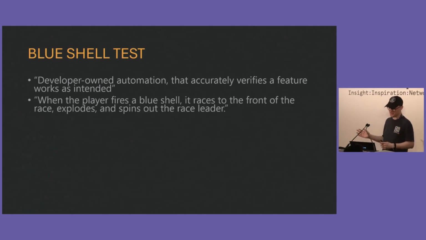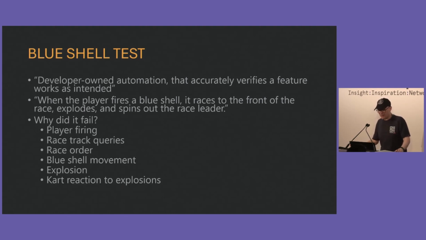We all know what game this is. When the player fires a blue shell, it races to the front of the race, explodes, and spins out the race leader. That seems like a good test. We don't want to make a build where the blue shell isn't working. So let's put this test in, right? Let me ask you, why might this test fail? Well, I'm going to rhetorically ask why this test might fail. That was my fault.